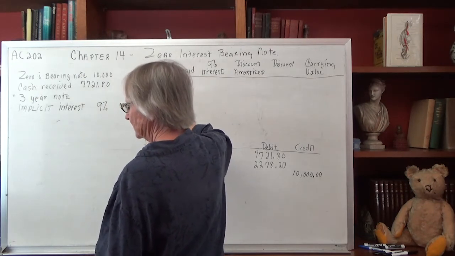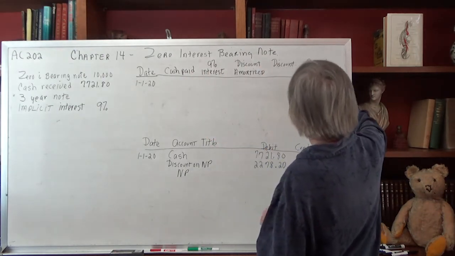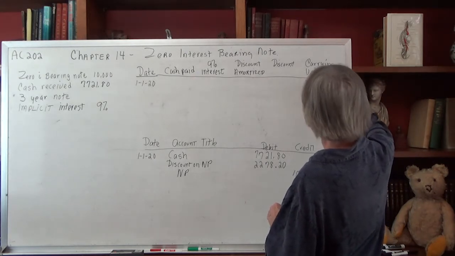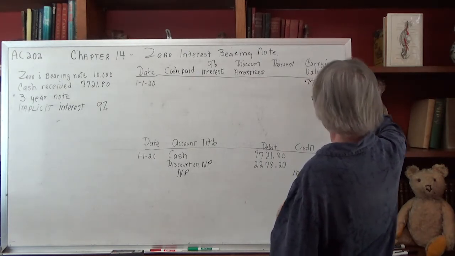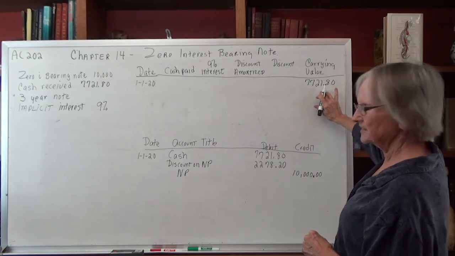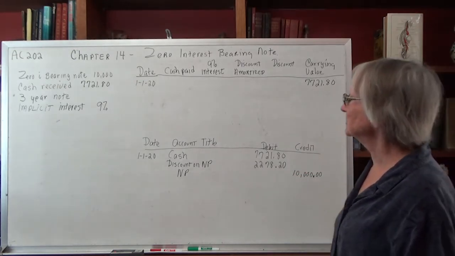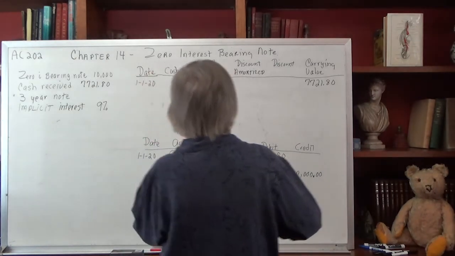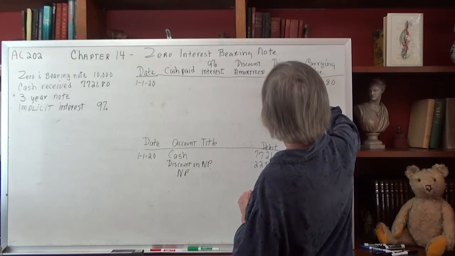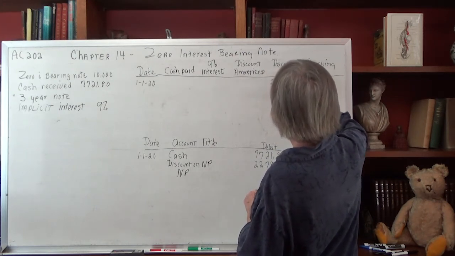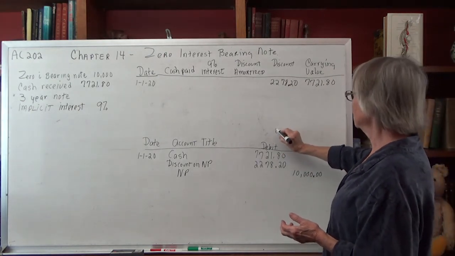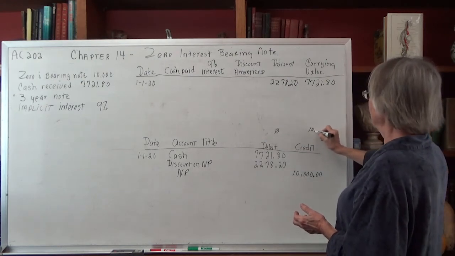We have a carrying value right now, and notice how this starts with the zero interest bearing. It's going to start at that $7,721.80. It's going to end up at the end of the note at the face value. So it's going to start at the cash you got, work its way up to the face value. Then we start out with the discount of $2,278.20. So that's what's happened so far. This, by the end of the note, is going to be down to zero, and this is going to be 10,000 at the end.